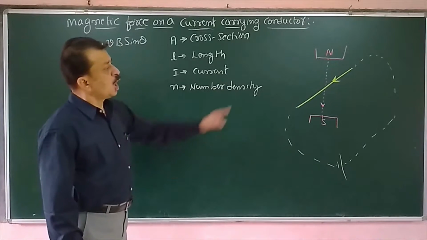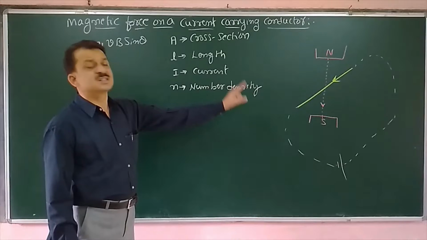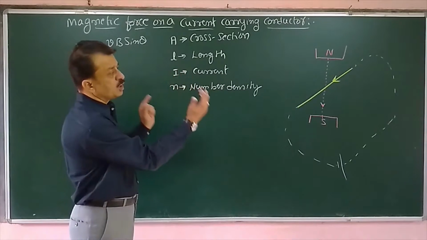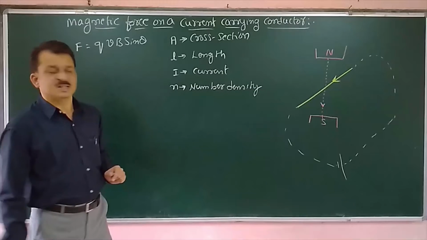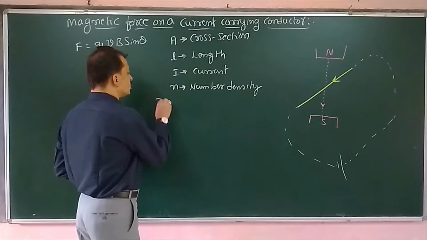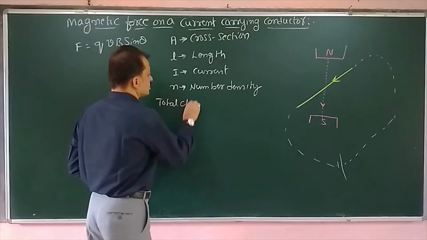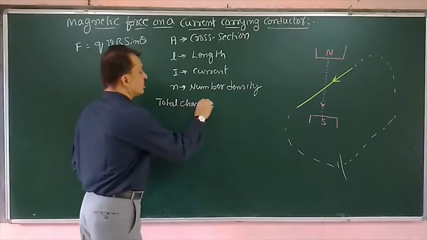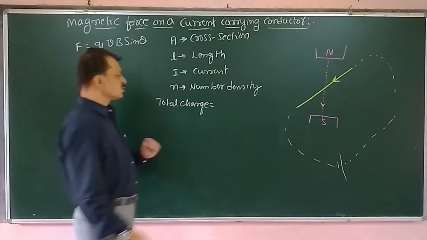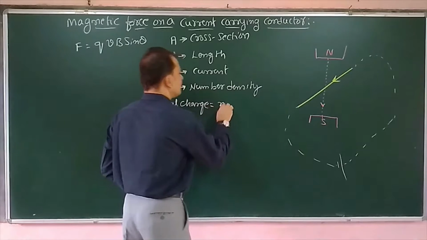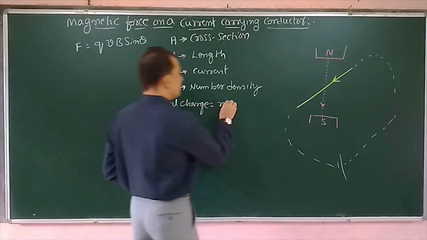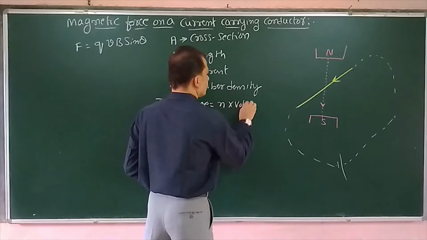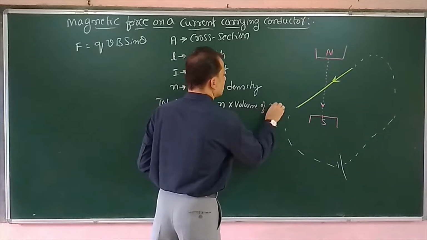Then how many charges are there in the entire volume of the conductor? We want the total number of charges. How can you get the total charge? It is the charge density, the number of charges per unit volume, multiplied by the volume of that rod.